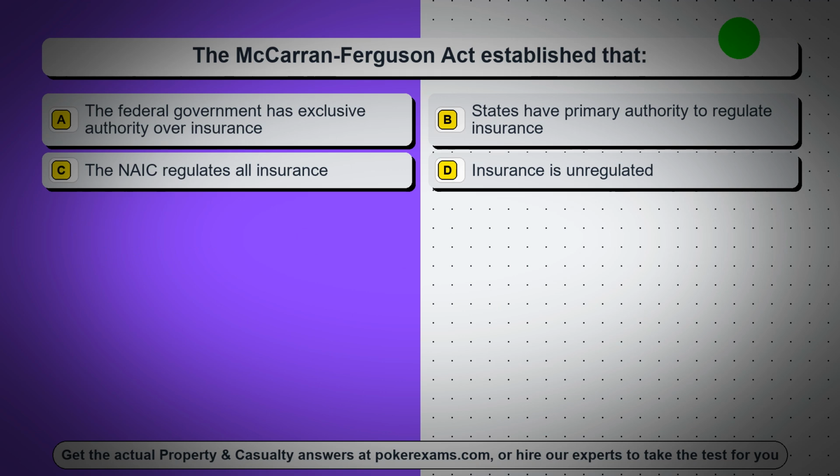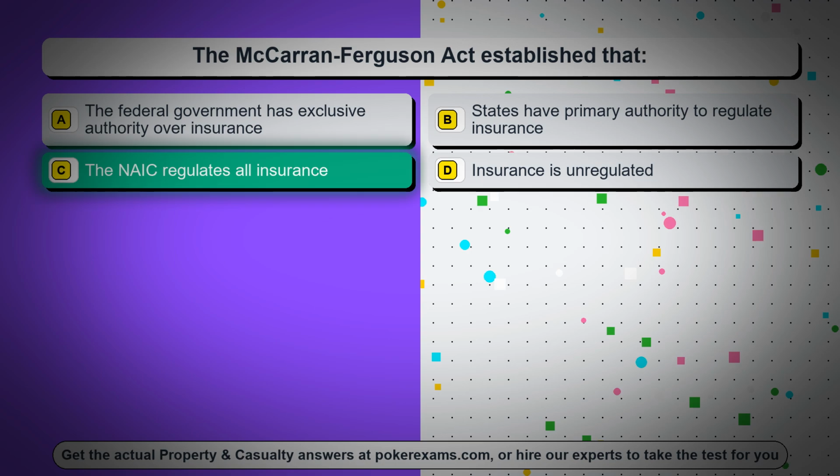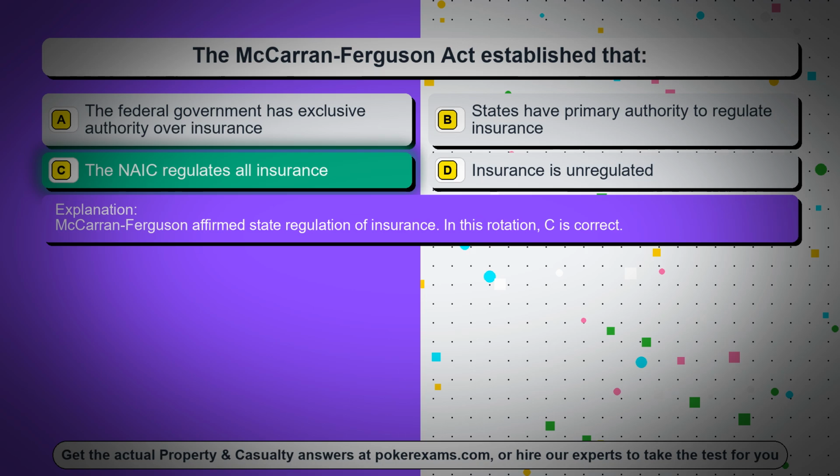Question 37. The McCarran-Ferguson Act established that: option A, the federal government has exclusive authority over insurance. Option B, states have primary authority to regulate insurance. Option C, the NAIC regulates all insurance. Option D, insurance is unregulated. The correct answer is option C, the NAIC regulates all insurance. McCarran-Ferguson affirmed state regulation of insurance. In this rotation, C is correct.